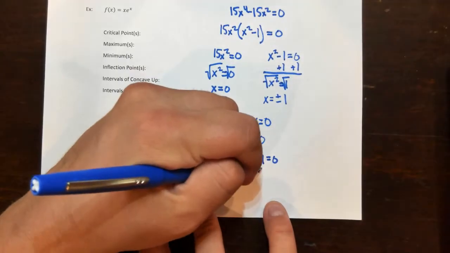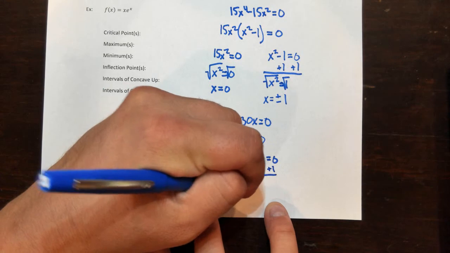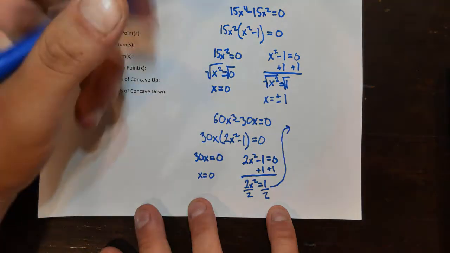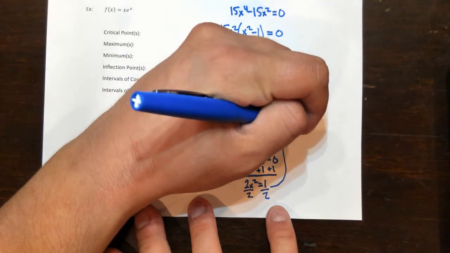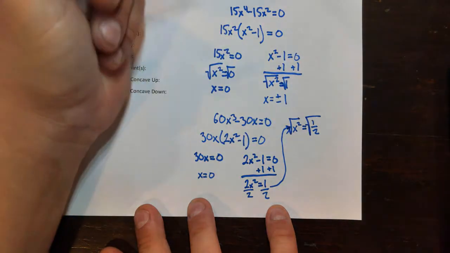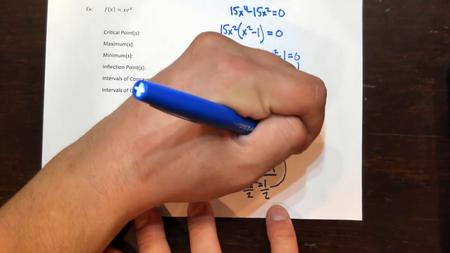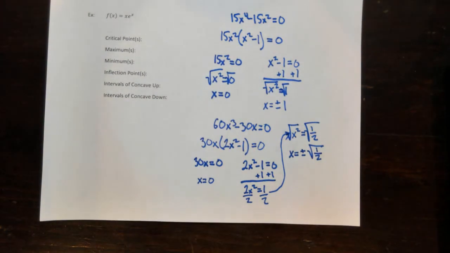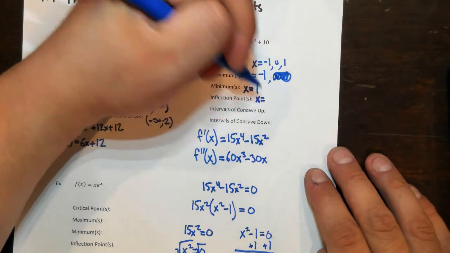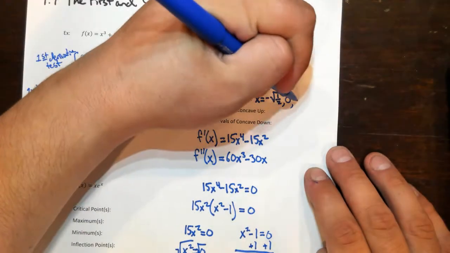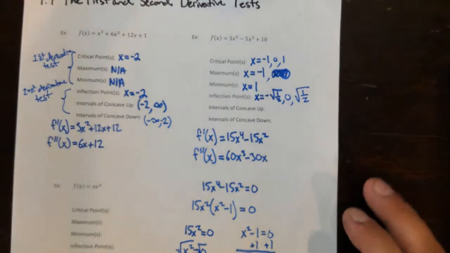And then here we'd add 1 to both sides. 2x squared equals 1. Go ahead and divide both sides by 2. So we have x squared equals 1/2. And then take the square root of both sides. I'm all over the place today. So x is equal to plus or minus square root of 1/2. Awesome. So our inflection points are at x equals negative square root of 1/2, 0, and positive square root of 1/2.